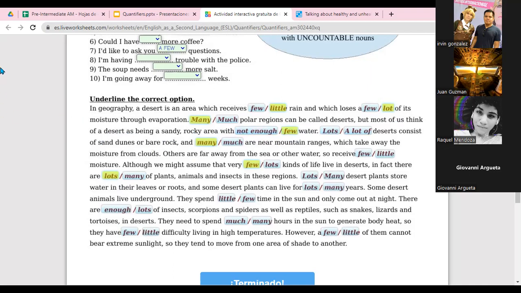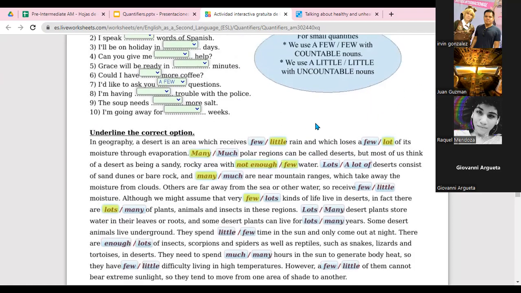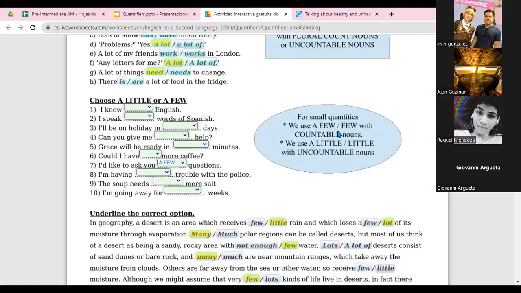Okay, let's check. I think not enough, depending on the context. Why do you think it's not enough? Depending on the context, many polar regions can be called desert, but most of us think of a desert as being a sandy, rocky area with few water. In this case, few water. Few. Can you count the water?